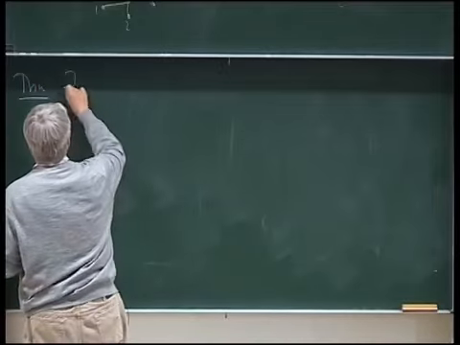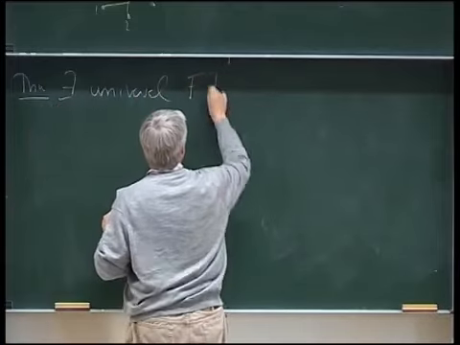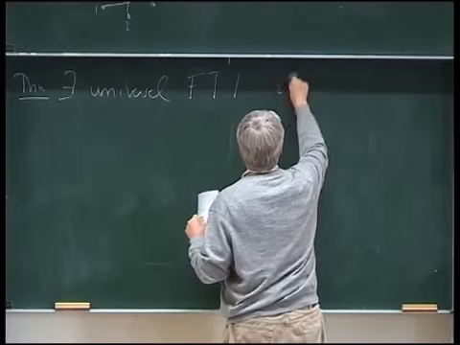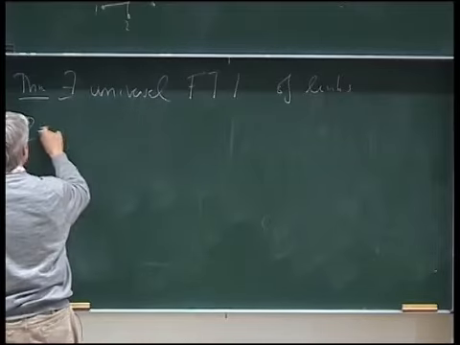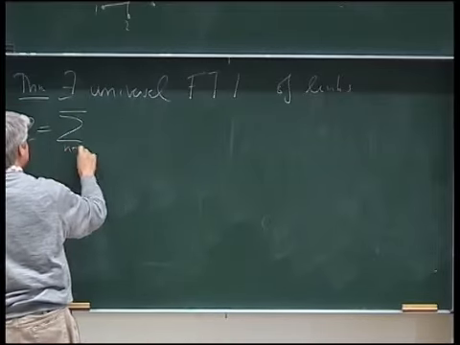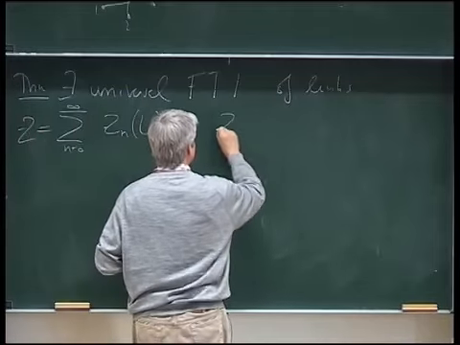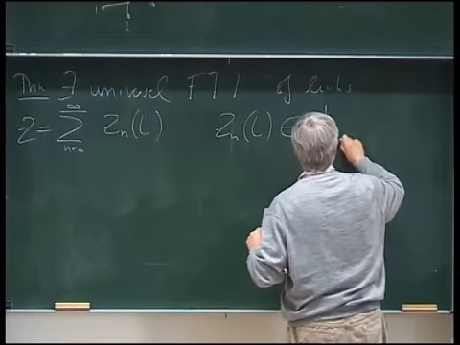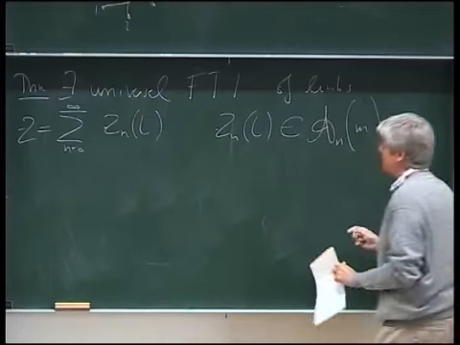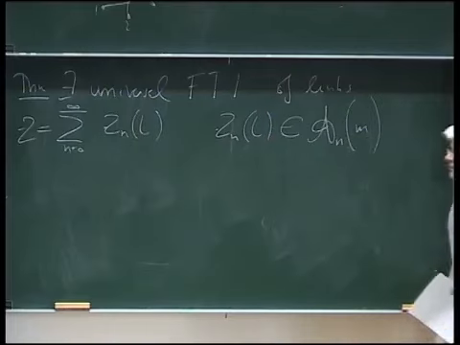So, theorem, Kontsevich. There exists a sort of universal finite type invariant of links, Z, which is a power series Zn of L, and this Zn of L takes values in this space of diagrams, which unfortunately we don't even know the dimension of when n is big.